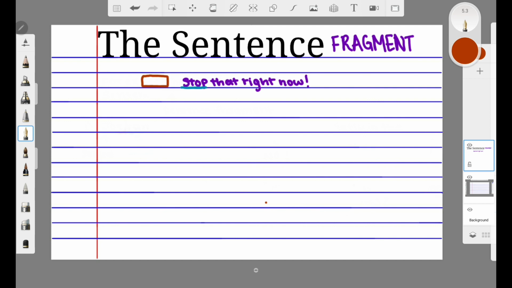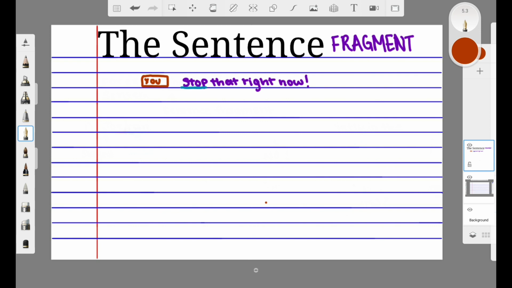We don't have a subject. We don't know who is stopping. But it's understood from the way this is phrased that the subject is you. Like, I'm talking to somebody, therefore I'm saying, "Stop that right now." So I'm talking about the person I'm talking to, which is you. It's a very general term.